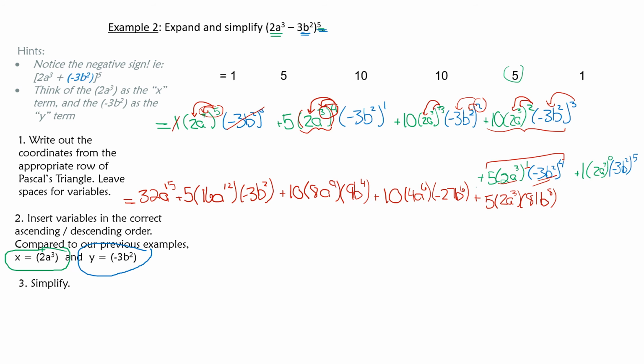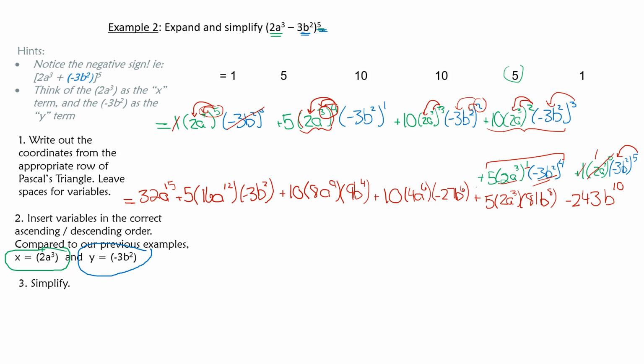And then my last piece will clean up nicely. This power of 0 means this all is going to turn into a 1. And then I have a 1 here. So all I really have is this power of 5. So the power of 5 comes into negative 3, and that's going to be negative 243. B to the power of 10.